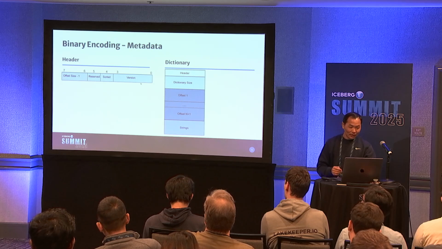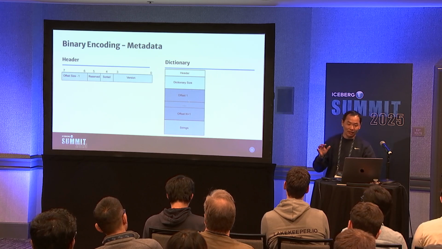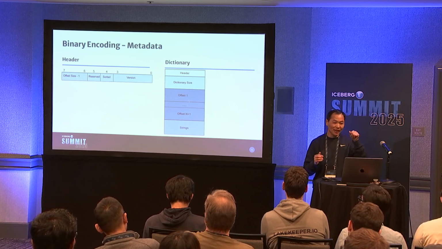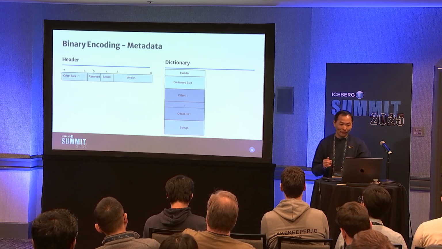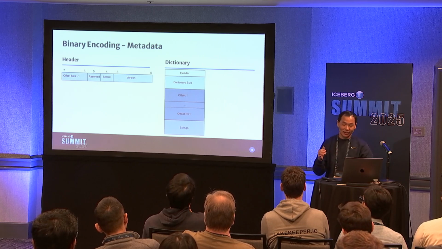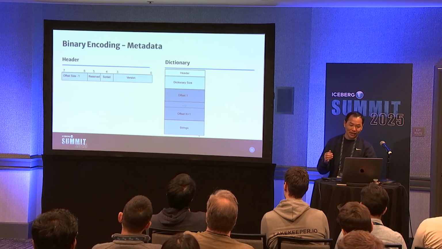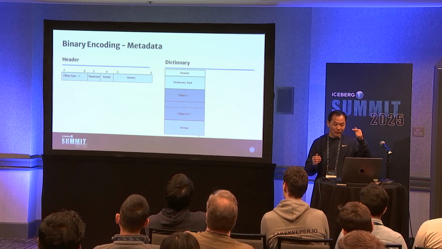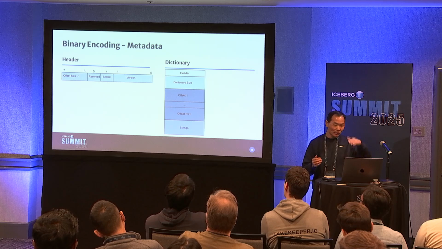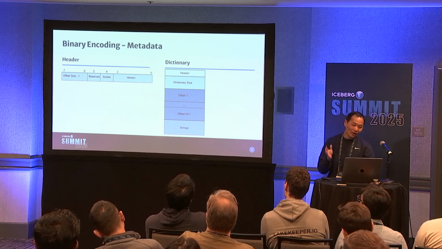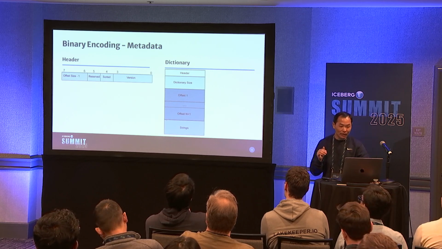So this is a header, and after the header there's a dictionary. First is the dictionary size, and then there are offsets pointing to the strings. Offset 1 points to the first string, offset 2 to the second string, and we also have offset n plus 1, which points to the end of the strings.